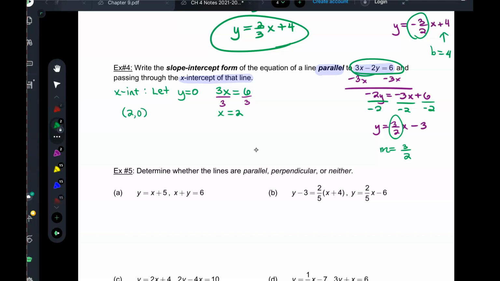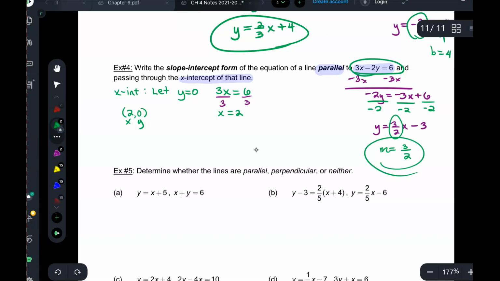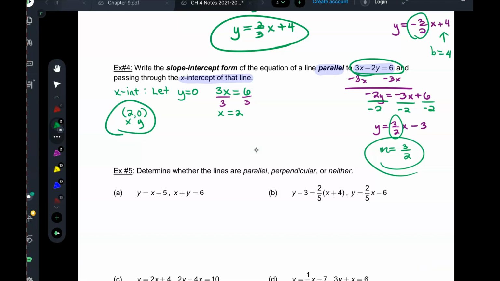Okay, I got 2, 0. Is that my y-intercept? No. So what do I need to do? If this is my x and this is my y, and my slope is 3/2, what's b gonna be? Wait, how did y equals 0? So I'm using 3/2 for m and 2, 0.